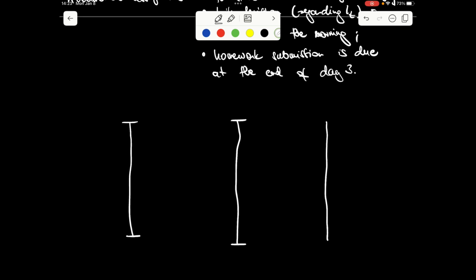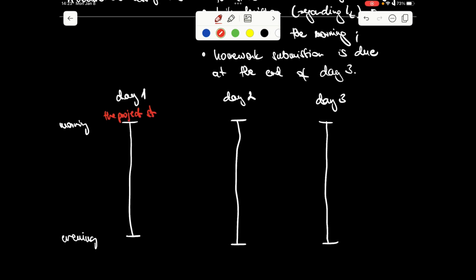I promise it's going to be fine. This is day 1, day 2, and day 3. This is morning. This is evening. Here the project starts, and this is submission.